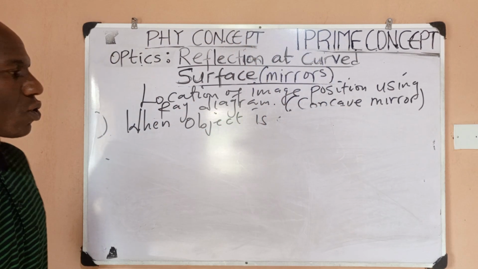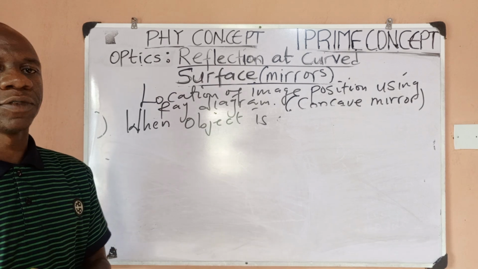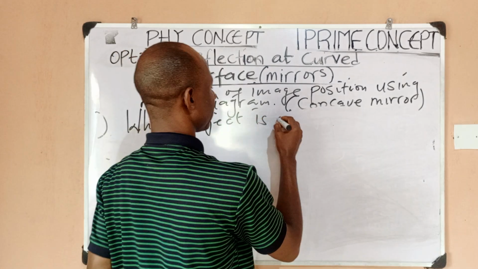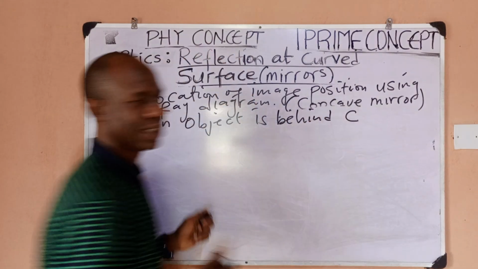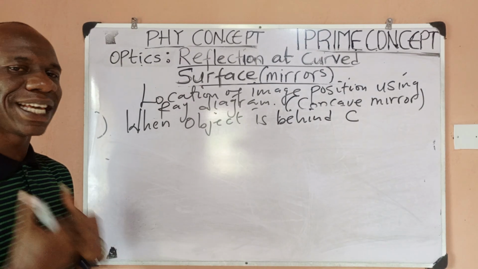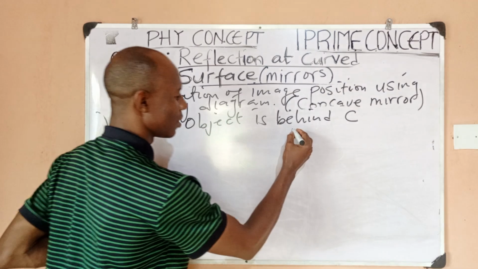So the next one I want to consider, I will consider just two in this video. Then in the next video, I'll consider another two. So when the object is behind C, what is C? Our center of curvature. Now, when your object is located behind your center of curvature, where will the image be formed?